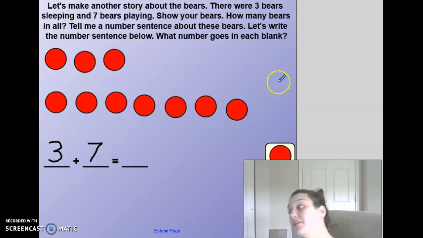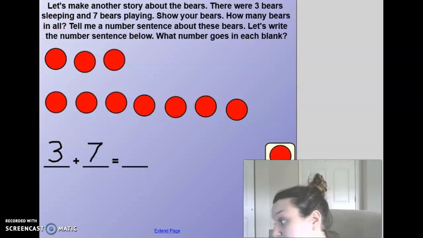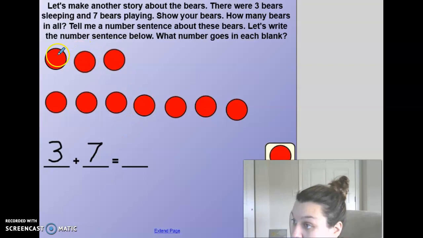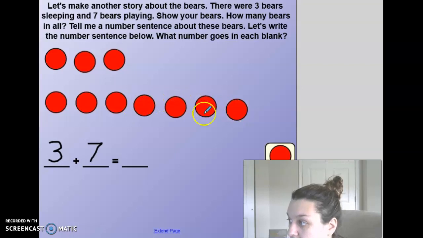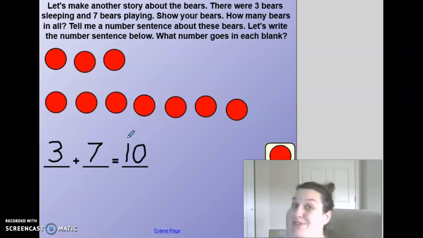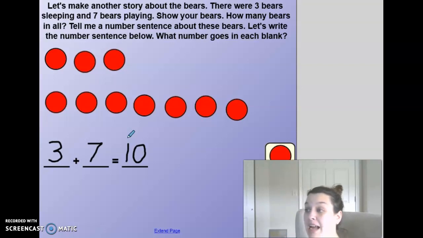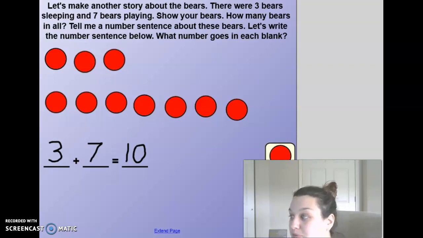And all together, so the sleeping bears and the playing bears, let's see how many of those we have. 1, 2, 3, 4, 5, 6, 7, 8, 9, 10. Wow. Okay, so the next one is going to be a super challenge for you. I'm going to make the picture for you, then I'm going to have you pause me, and I want you to write the number sentence on your own.